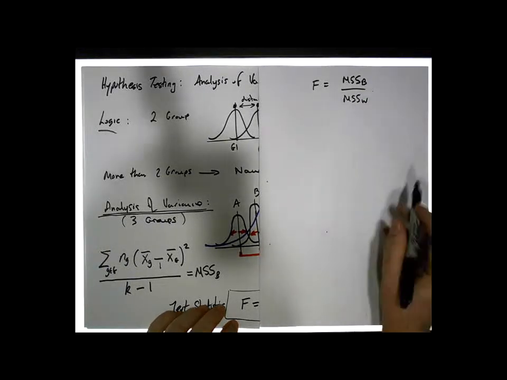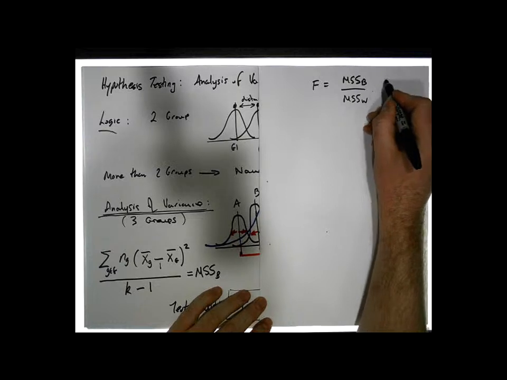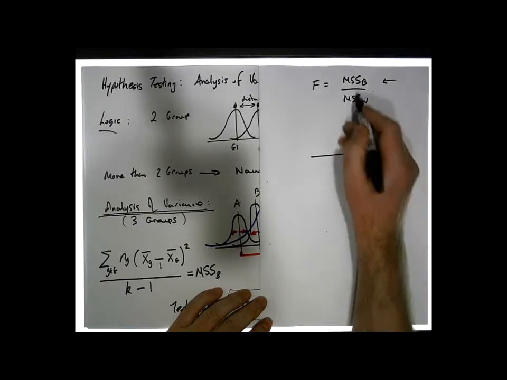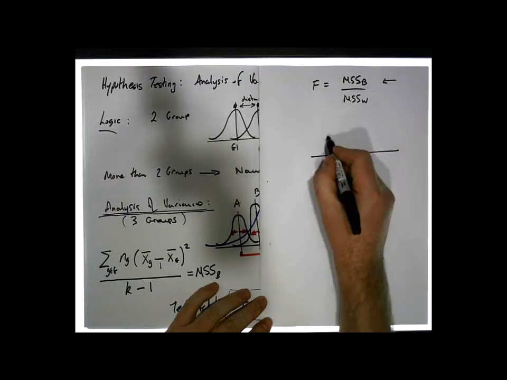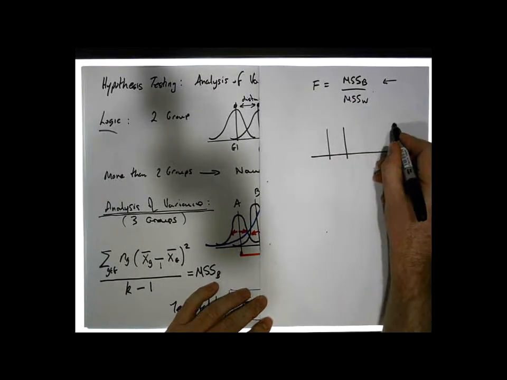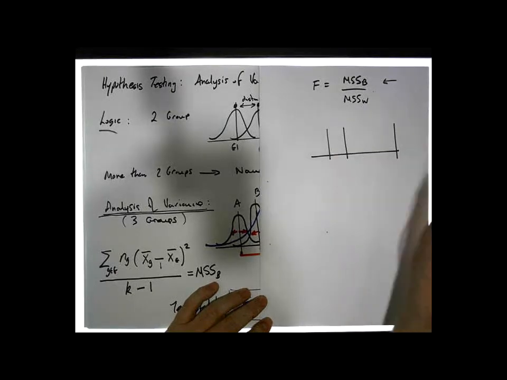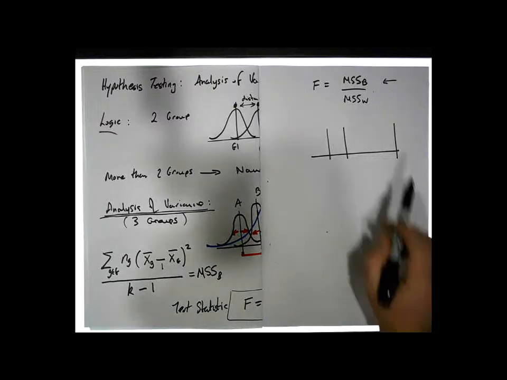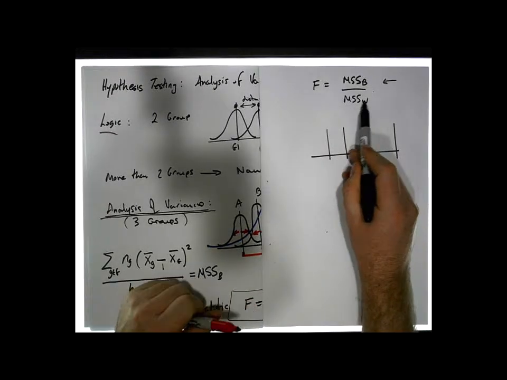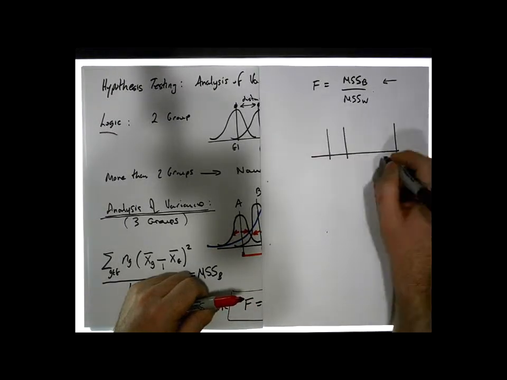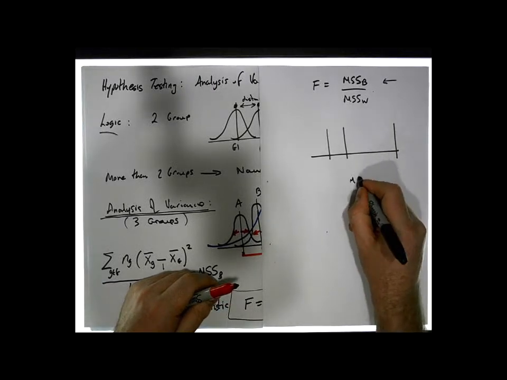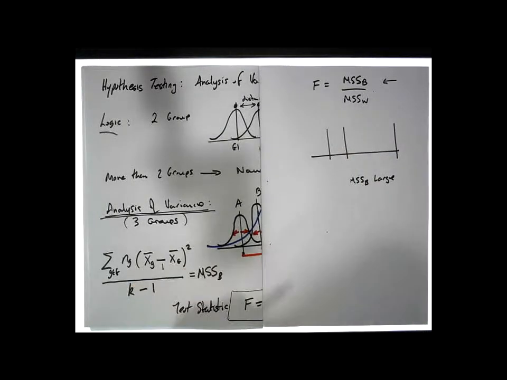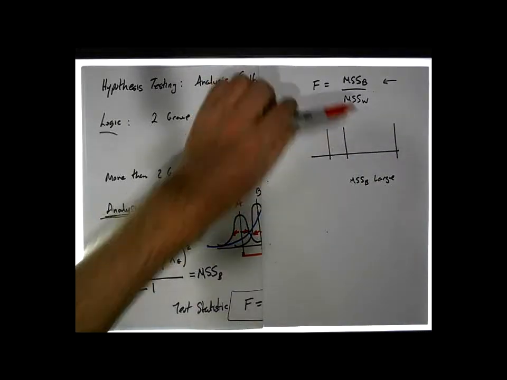So let's think about this. If this is a large number, let's just see what's happening. If the mean sum of squares between is a large number, what it means is that on average, the distributions are far apart. So we'll just say that that's what it looks like when they're far apart. And then we have two different types of cases for the within measure. So our MSSB is large, and now we have two cases for the MSSW. Well, let's assume it's small.